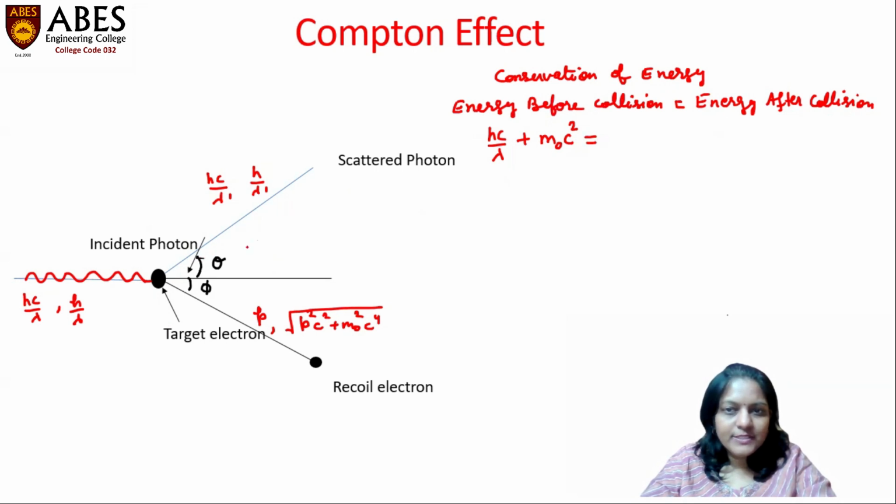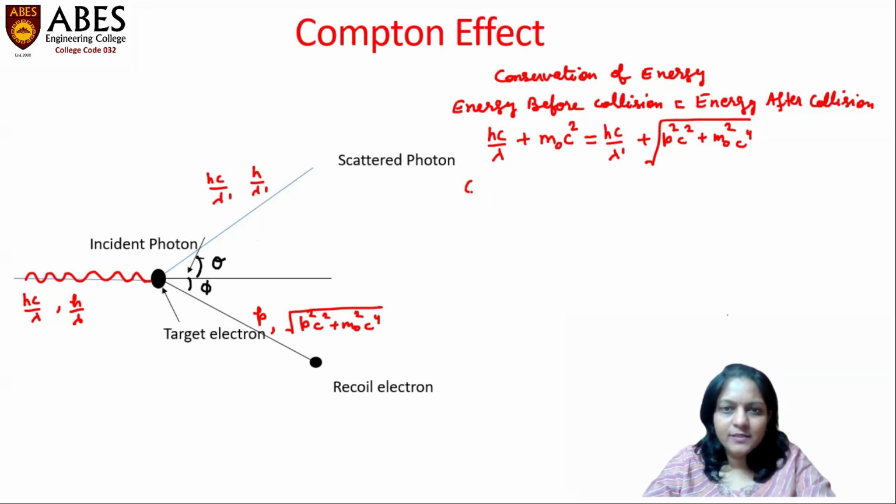After collision, again there are two particles, one is the photon and another one is the electron. The photon has energy hc by lambda dash, and the electron has energy square root of p square c square plus m naught square c4. This is the equation number 1.